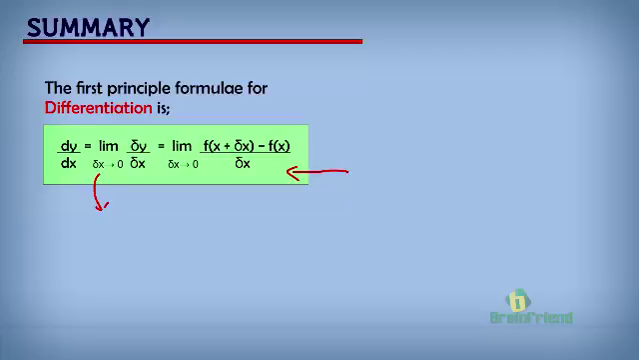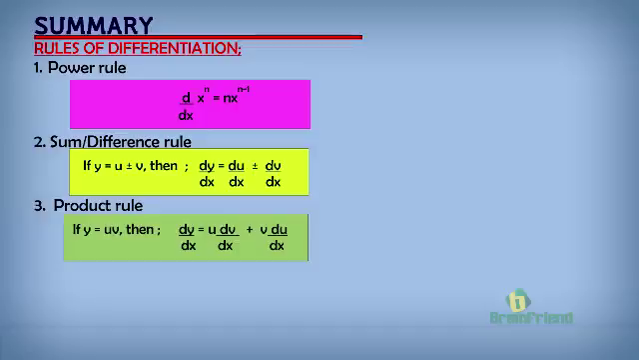So we say delta y by delta x, with limits as delta x tends to 0, is f of x plus delta x minus f of x all over delta x, with our delta x tending to 0. This is the formula that we derived for the first principle of differentiation. It's a fundamental formula that we must never forget. Next, we learned about the different rules of differentiation. We learned about a very fundamental rule, which is the power rule.